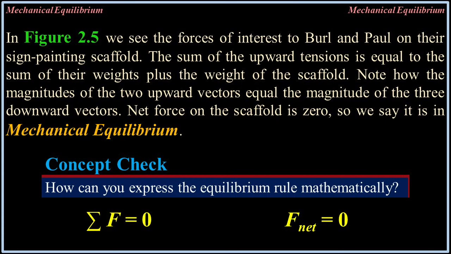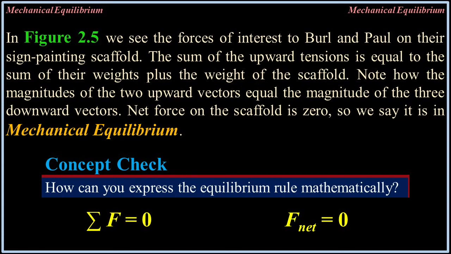In figure 2.5, we see the forces of interest to Burl and Paul on their sign painting scaffold. The sum of the upward tensions is equal to the sum of their weights plus the weight of the scaffold. Note how the magnitudes of the two upward vectors equal the magnitudes of the three downward vectors. Net force on the scaffold is 0, so we say it is in mechanical equilibrium.